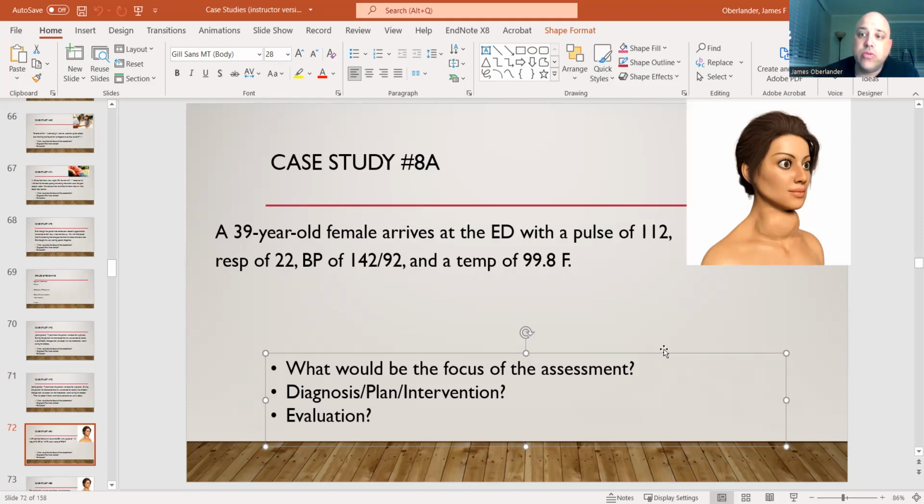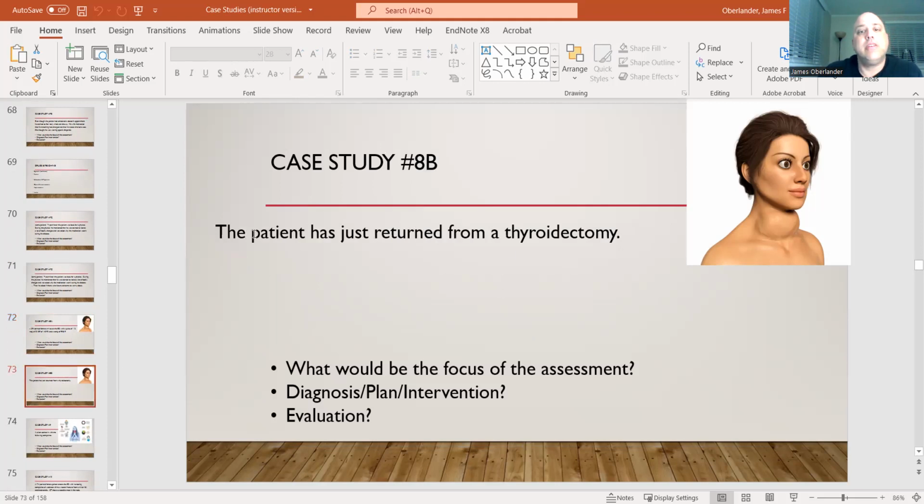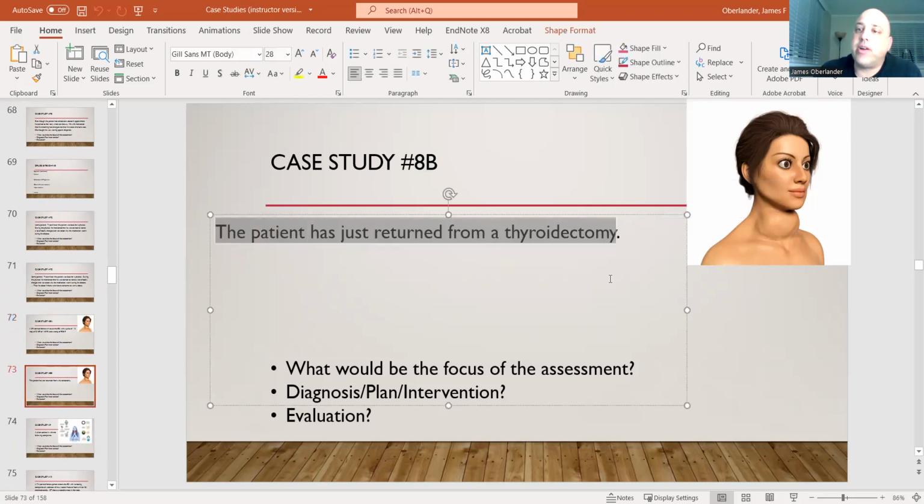So what do you do? Deal with the tumor wherever it is, and then give them thyroid replacement. Now, this person just returned from a thyroidectomy. What are you watching for after a thyroidectomy? And I like this because it's life-threatening.